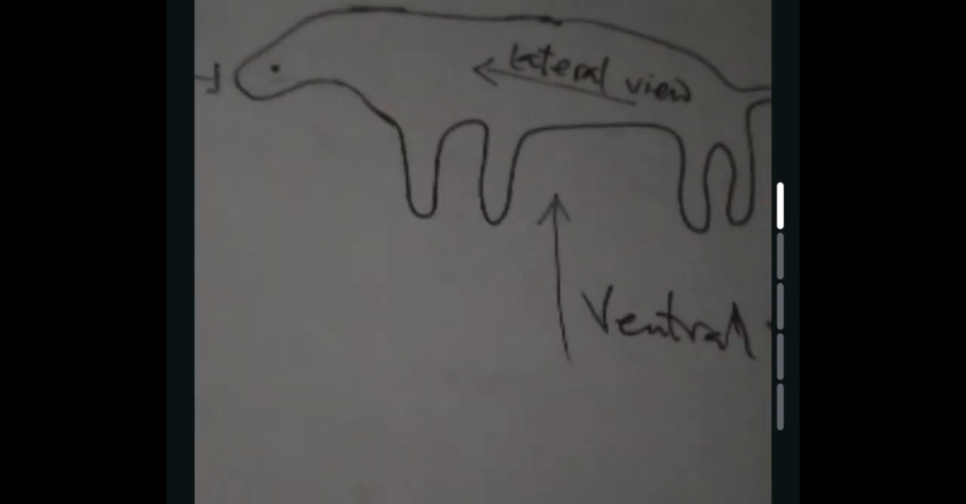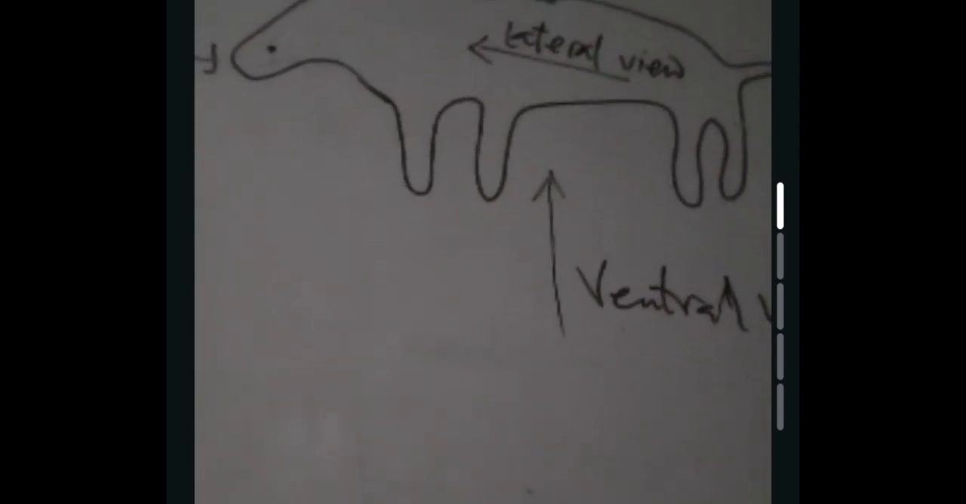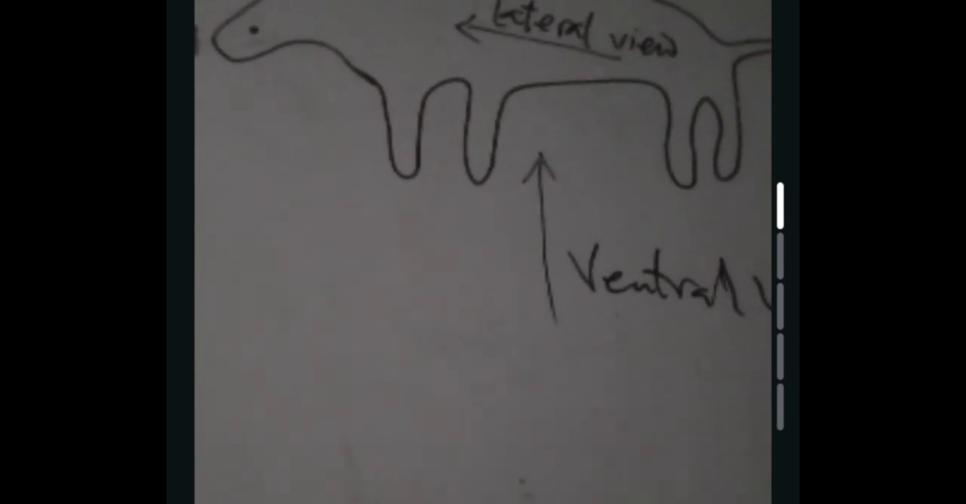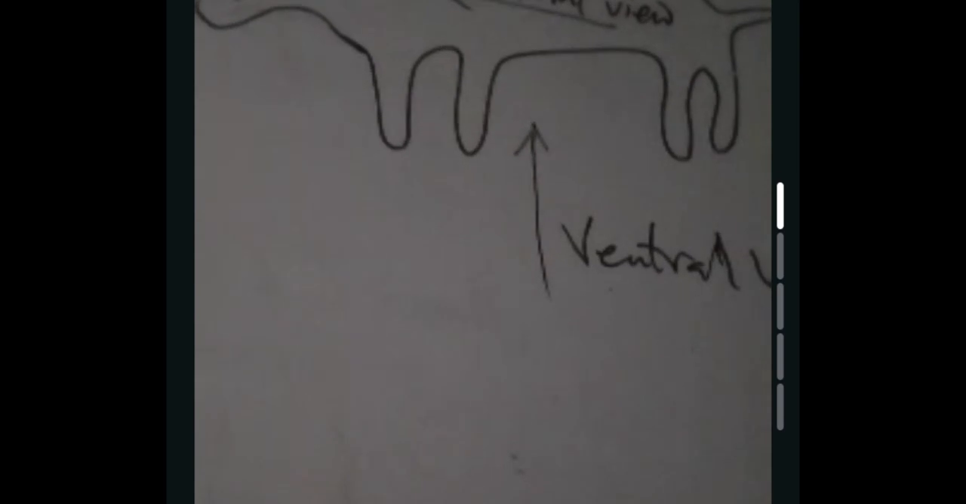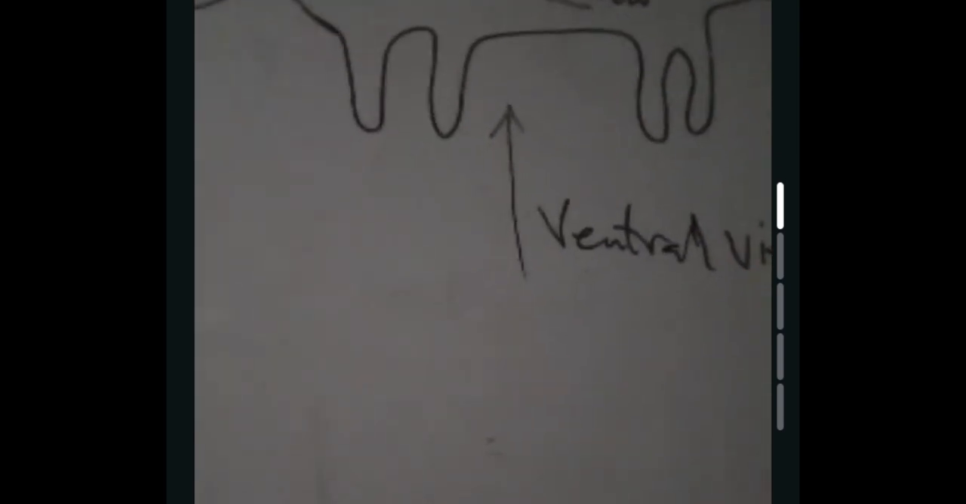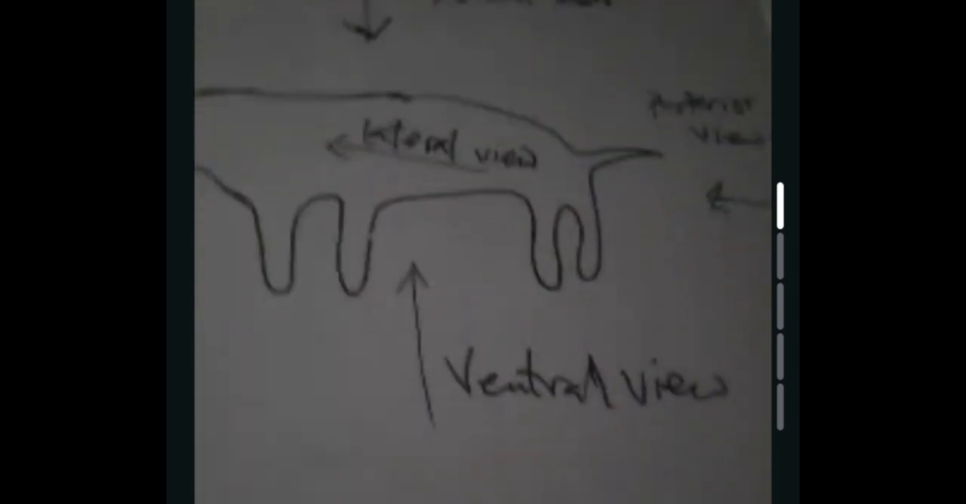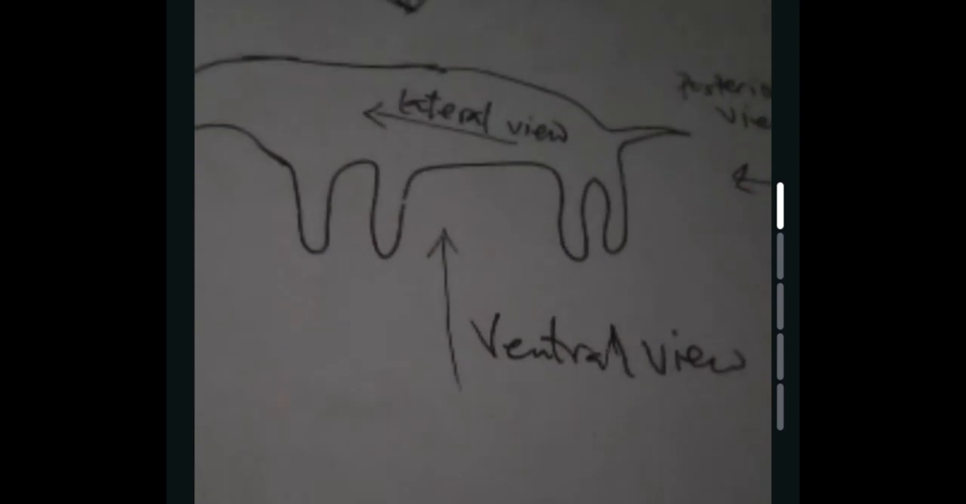So we have the difference. Surely if you are given one, what about the one we drew here, the one we're using for our example? What type of view is this? Ventral? Lateral. Now mute your mic. This is lateral.